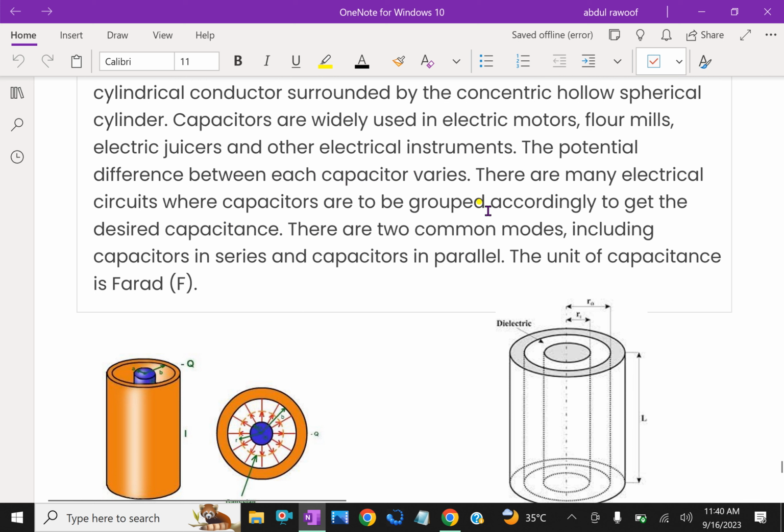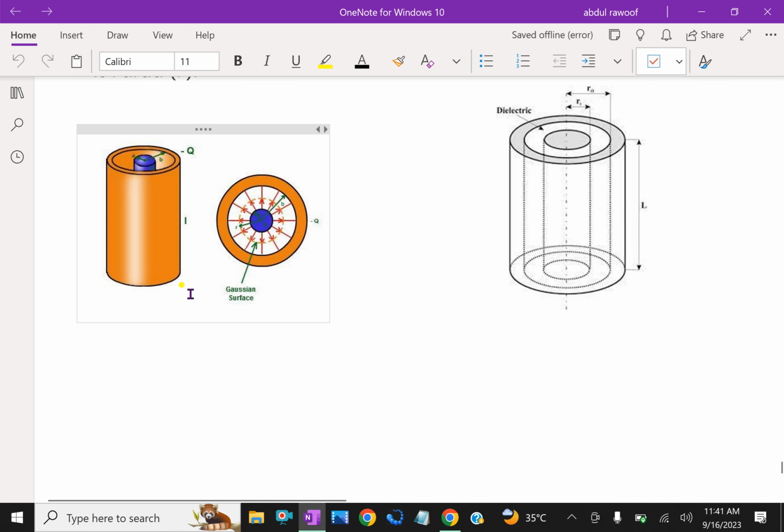There are many electrical circuits where capacitors are to be grouped accordingly to get the desired capacitance. There are two common modes, capacitors in series and capacitors in parallel, that we'll discuss in later videos. Now the unit of capacitance is the farad, F. Look at these figures. Here is a cylindrical capacitor.